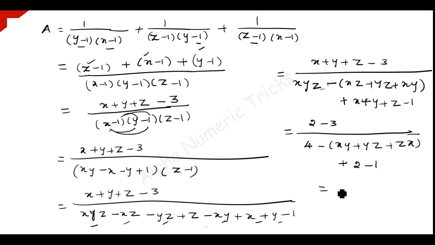Okay. So this is equal to minus 1 divided by 4 plus 2 is 6, minus 1, you have 5, minus of xy plus yz plus zx. This is the term we have, and we have to simplify further to get the answer. So this is equal to minus 1 by 5 minus of xy plus yz plus zx.